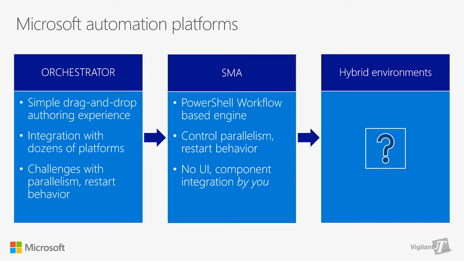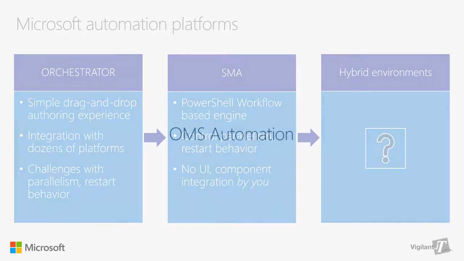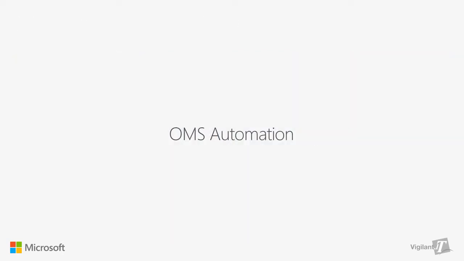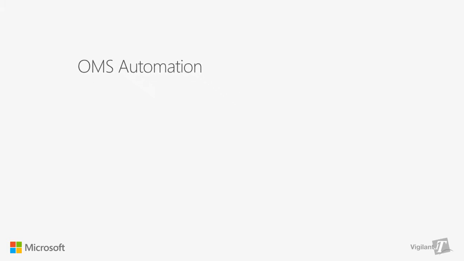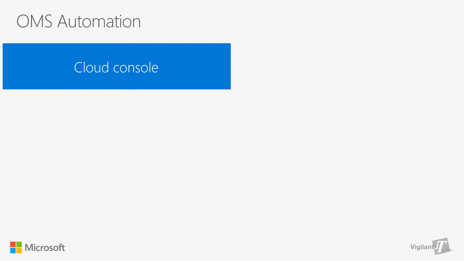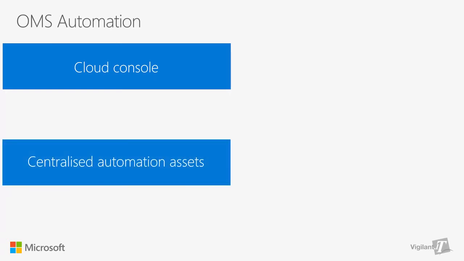So now you need an automation and configuration platform that will not only solve the problems of the existing tools, but also work across both on-premises and cloud-based resources. The new Microsoft OMS Automation platform does exactly that. You can access an easy configuration console in the cloud that will allow you to manage both on-premises and in the cloud automation processes. Securely centralized automation assets such as variables, credentials, connections to other systems.